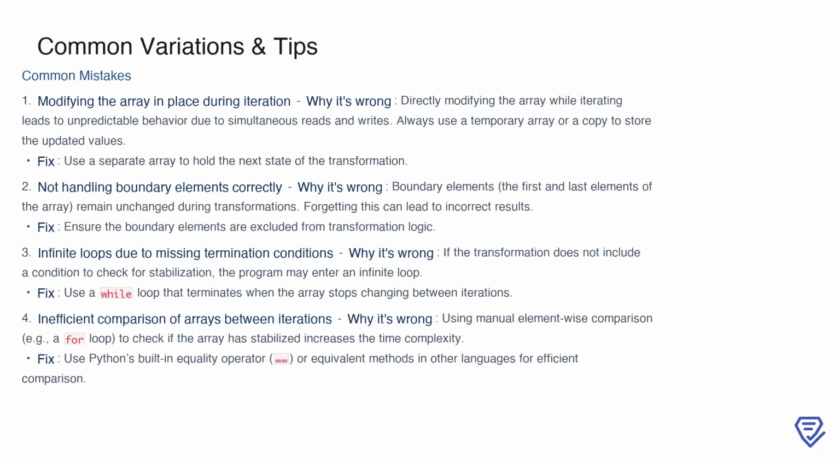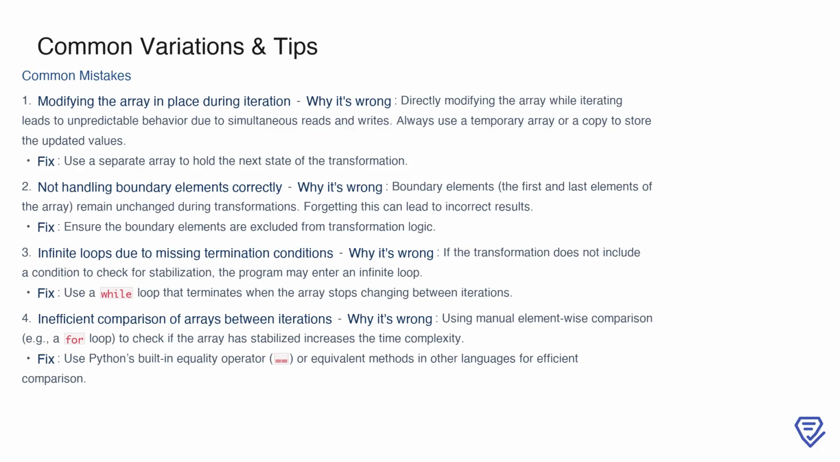When solving this problem, there are several common mistakes to watch out for. First, modifying the array in place during iteration often leads to unpredictable results because you're reading and writing to the same data simultaneously. Instead, use a temporary array to store the updated values for the next iteration. Next, boundary elements, which are the first and last elements of the array, need special attention. These elements do not change during the transformation, so forgetting to handle them correctly can lead to incorrect outputs.